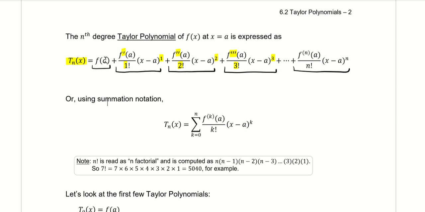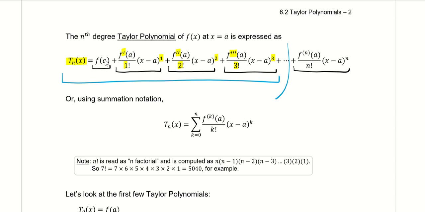Taylor polynomials, especially for our purposes, are usually, in most cases, at most the 3rd degree Taylor polynomial. So we usually don't go much beyond this. Sometimes we'll do 4, sometimes we'll do 5 if the derivatives are relatively easy. But for most cases, we usually cut it off at 3.